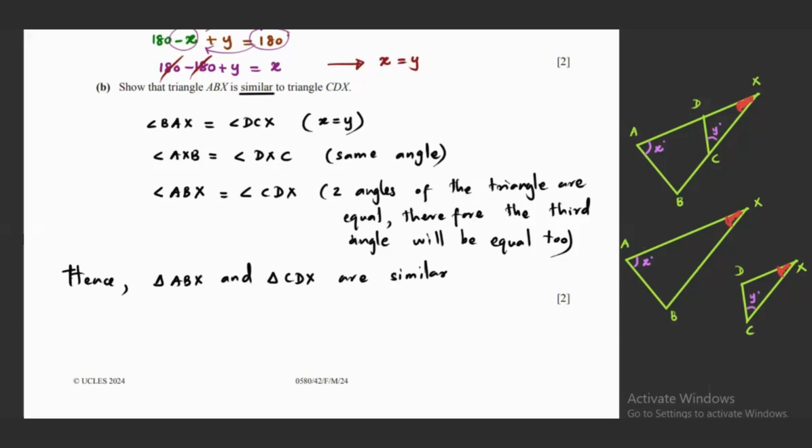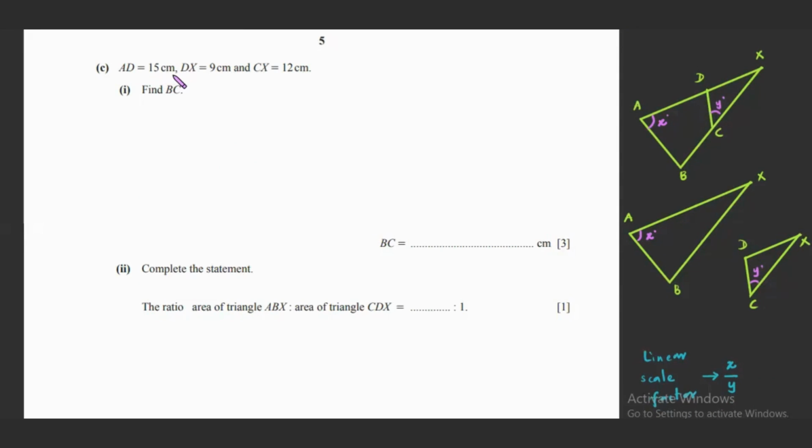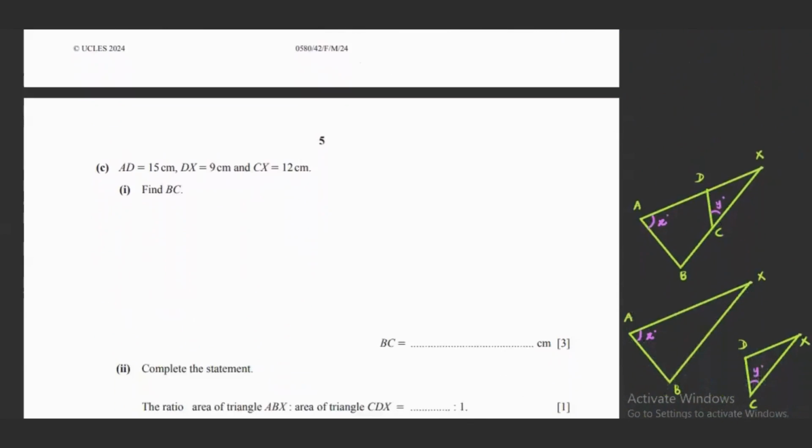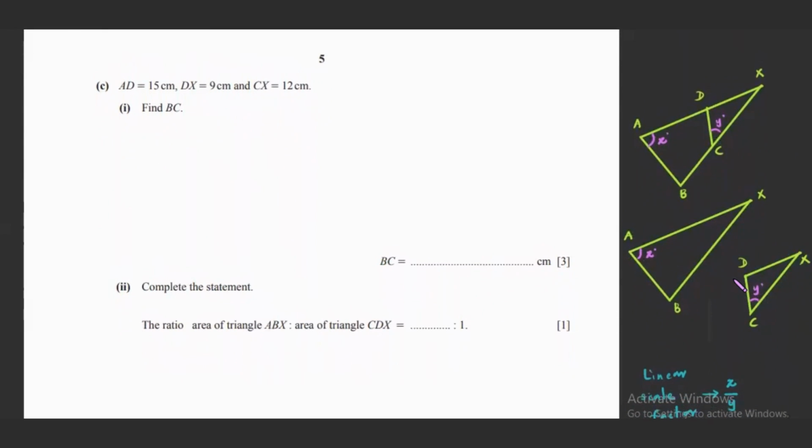Let's move on to question C. AD is equal to 15 centimeters, DX is equal to 9 centimeters, CX is equal to 12 centimeters, and we are supposed to find what BC is. Now, we clearly know that the larger triangle and the smaller triangle are similar shapes. So I have put the same diagram again. And the way we prove that these two triangles are similar is by saying that this angle in purple and this angle in purple are equal, and this angle that we have here and this angle that we have here are equal as well.